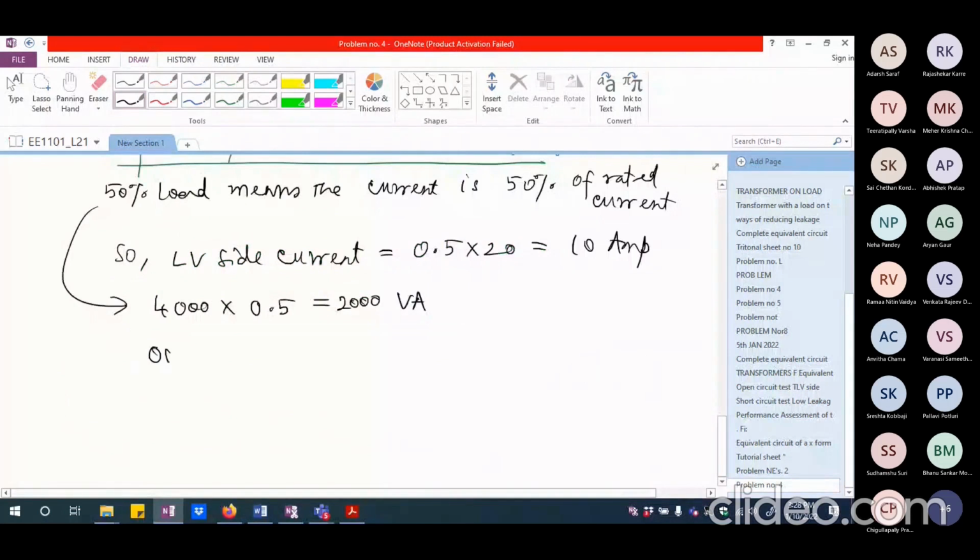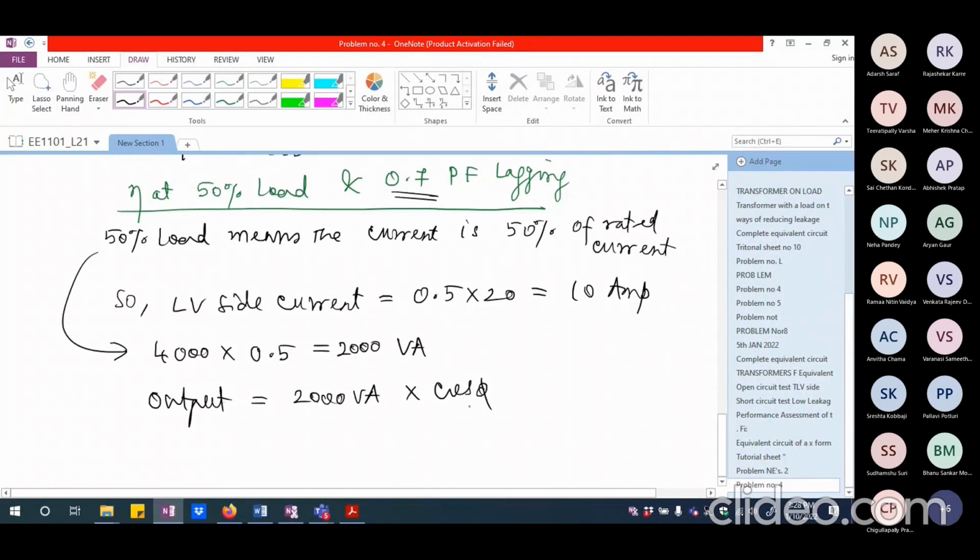So now I can write output is going to be 2000 VA multiplied by cos phi. And cos phi is given to be 0.7. I have simply taken 0.7 as the power factor. So I should say 1400 watts is going to be the output. Okay, fine. So this is 1400 watts.